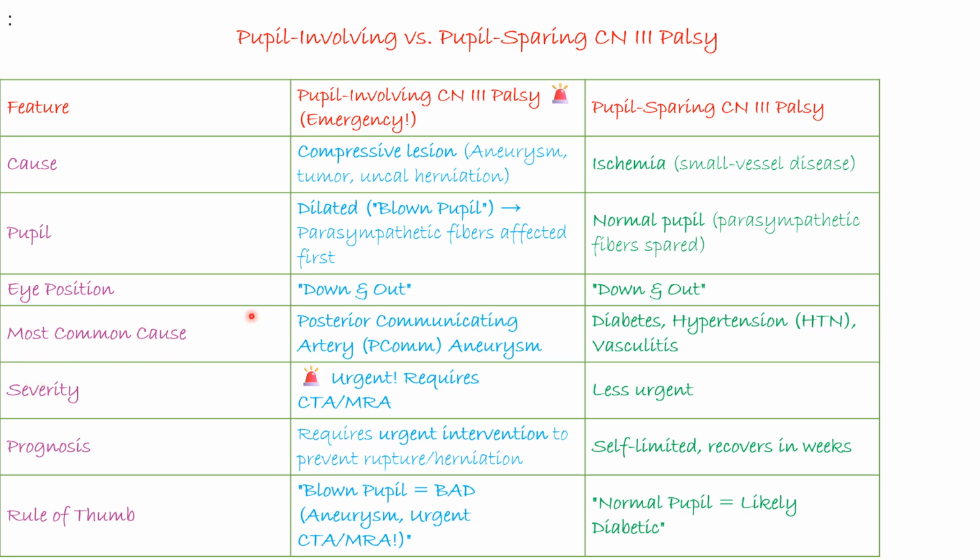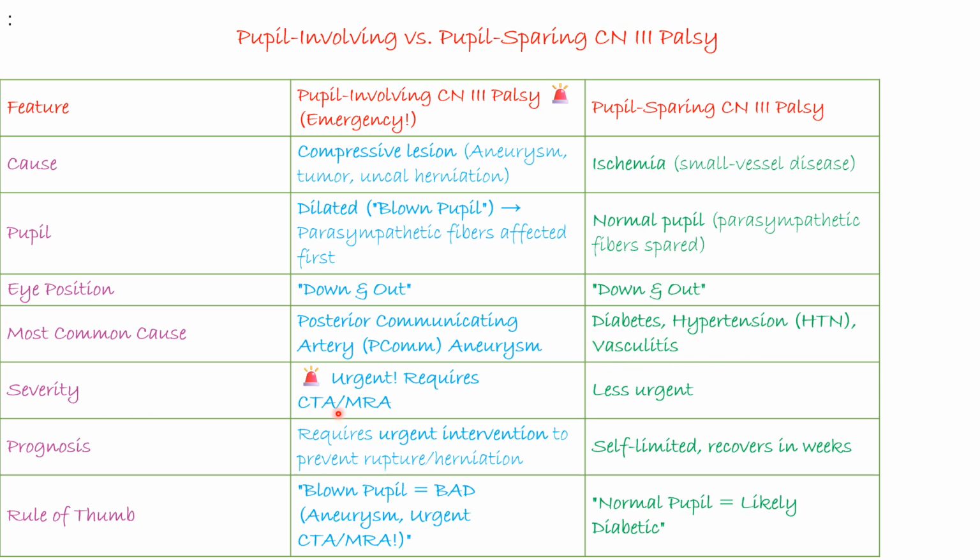The most common cause of pupil involving cranial nerve 3 palsy is usually posterior communicating artery aneurysm. This is a must know. So the posterior communicating artery aneurysm, when it compresses on the oculomotor nerve, then you can develop pupil involving cranial nerve 3 palsy. Whereas pupil sparing cranial nerve 3 palsy causes are usually diabetes, hypertension, and vasculitis.